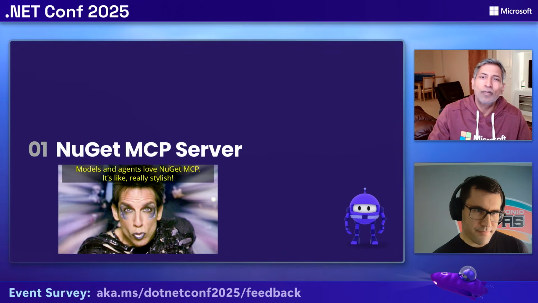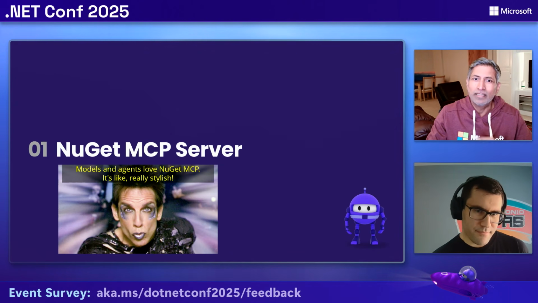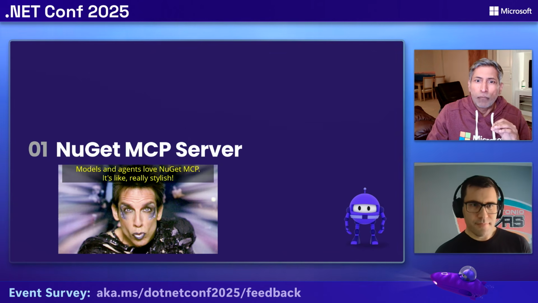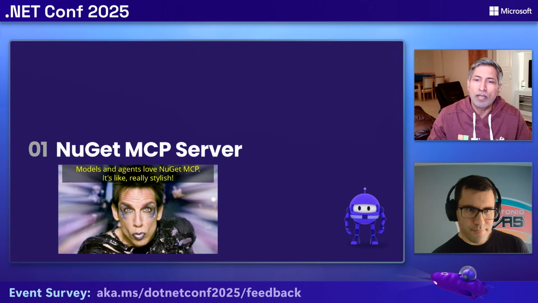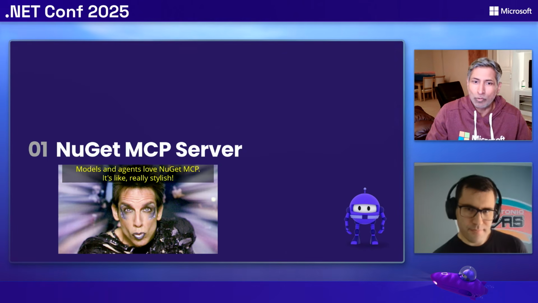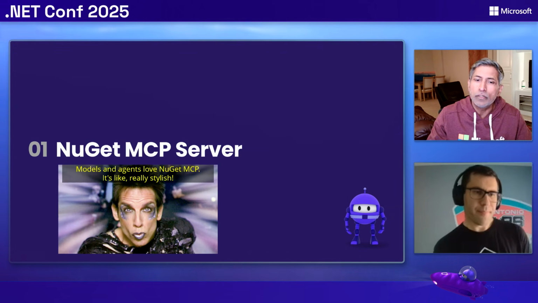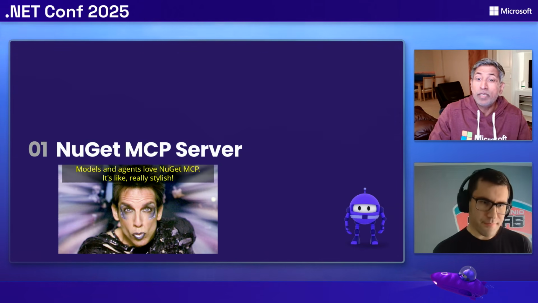First up, NuGet MCP server. This launched just a couple of months ago, and if you haven't tried it yet, this is the go-to tool in Copilot for any prompt that touches NuGet packages. No matter what models you're using or when they were trained, the MCP makes sure your Copilot is working with real-time, comprehensive NuGet package data. That means better updates and smarter coding sessions.